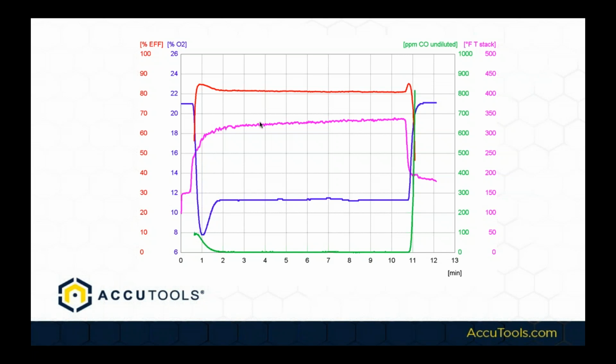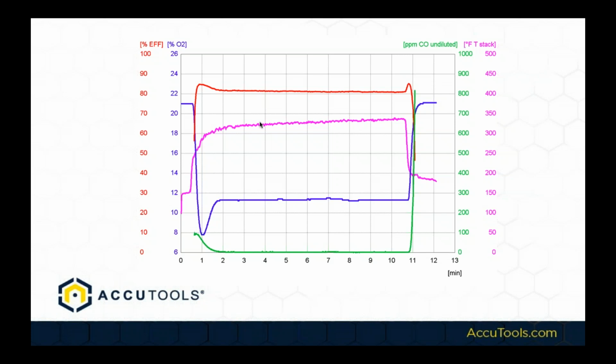Now, we talk about sometimes steady state efficiency, and notice that the stack temperature continues to rise the entire time. This is a 10-minute test. That is completely normal because the furnace is getting cooled down by the return air, and as the return air temperature increases, the stack temperature increases. They go hand in hand. So you'll never see your stack temperatures flatline. It's just not something that typically happens.